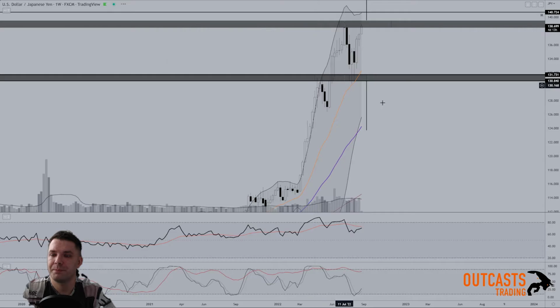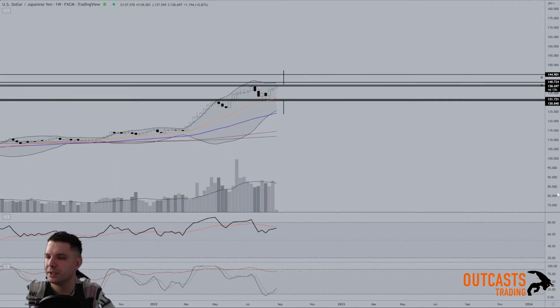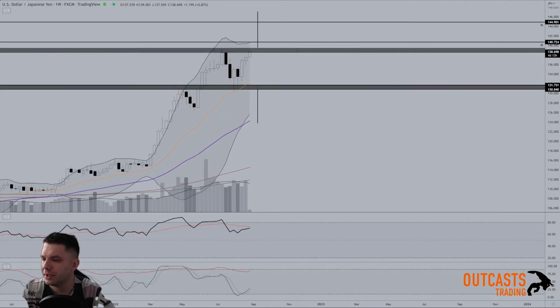Okay, this is the simple trading idea for the USD/JPY. I don't have too many zones here.